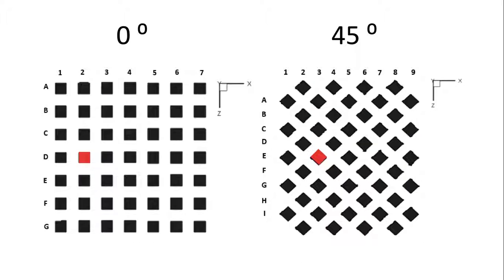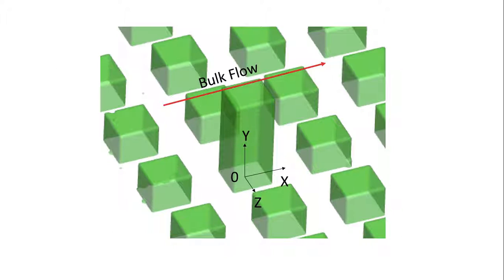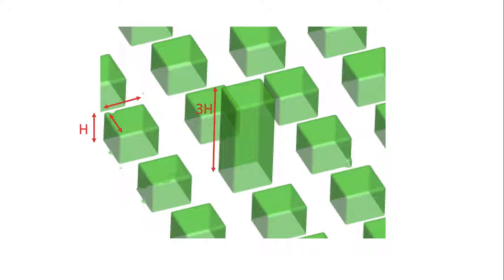This is a top-down view of the same canopy with the red squares indicating the location of the tall buildings. The bulk flow travels in the x direction for our research, and the center of the coordinate is defined as the center of the tall building at the level of the floor. h is a length scale that we'll be using repeatedly, and this refers to the height of the cubical short building. The tall building has a height of 3h.